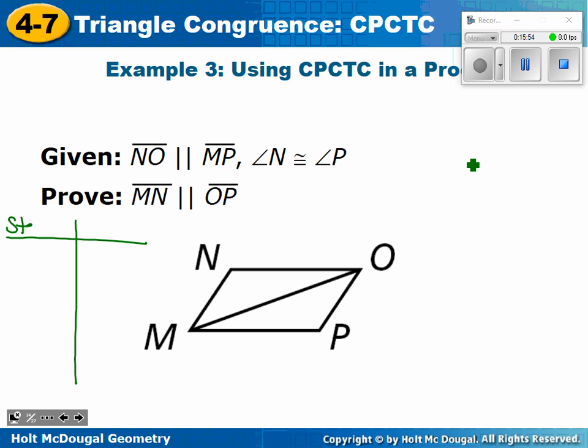So statements and reasons. Did I give you a chart this time? Okay. I don't know why I didn't on the other one. Sorry about that. So number one, we have NO is parallel to MP, given. Mark your picture. NO is parallel to MP. Okay, so just based off of that, what could we mark congruent in our picture?